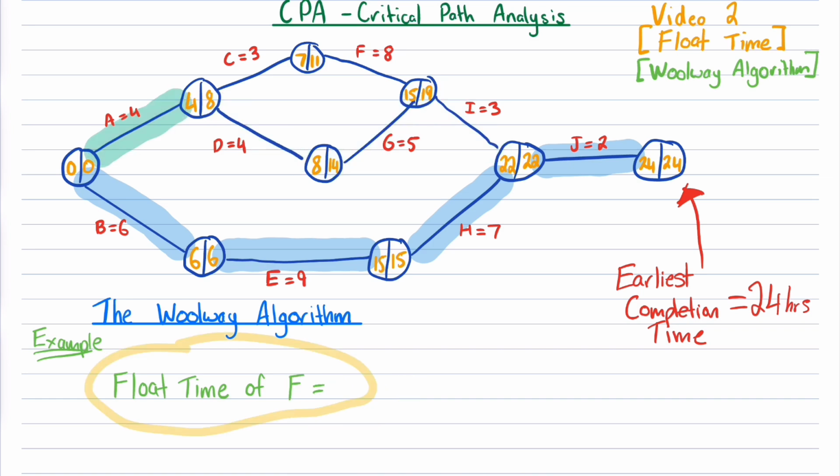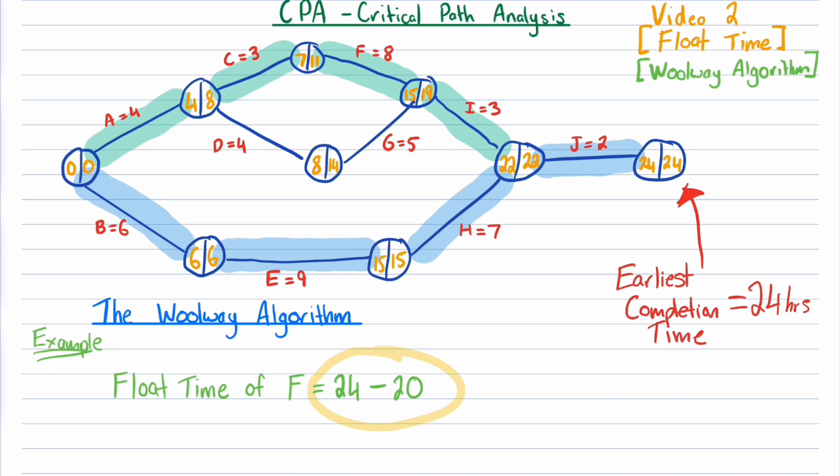Let's do one more example using the float time for activity F. In order to go past F, I've got to go from A, then to C, then to F, then to I, and then to J. So if we calculate the second best critical path involving activity F, we've got 4 plus 3 is 7, plus 8 is 15, plus 3 is 18, and then plus 2 is 20. So 24 take away 20 gives us a float time of 4 hours. You can double check this yourself. I think this is a much easier approach to finding float time.